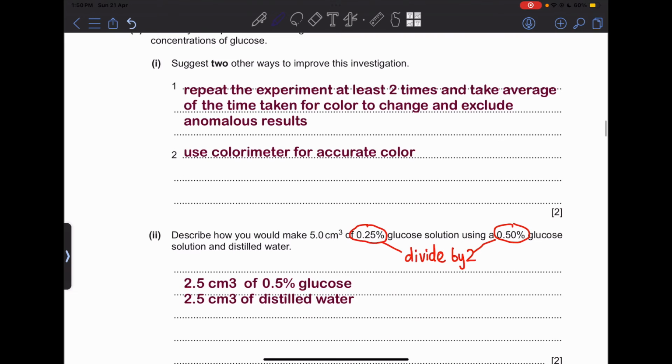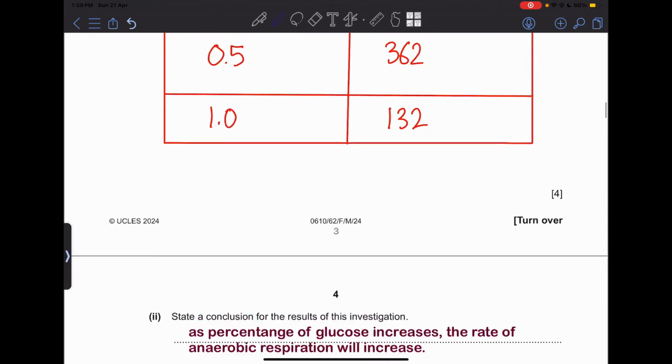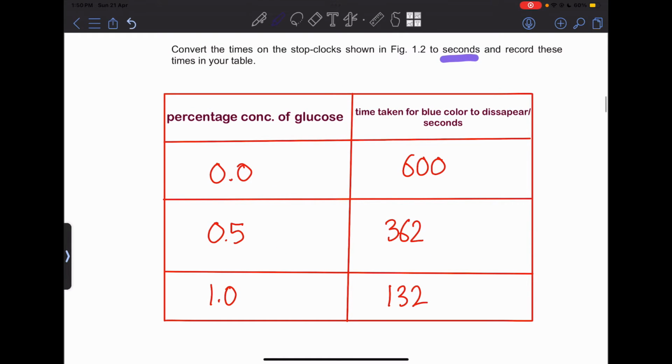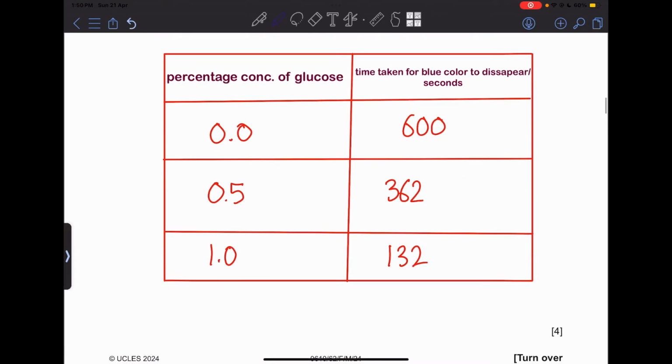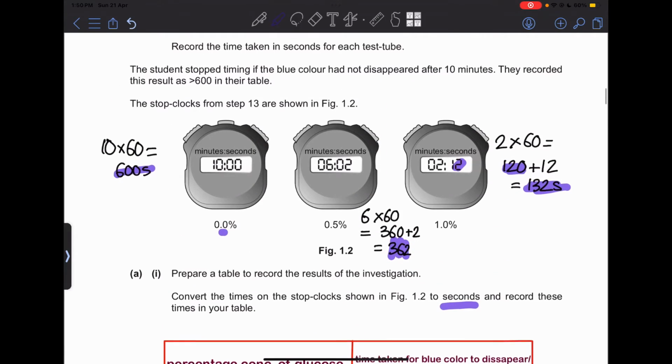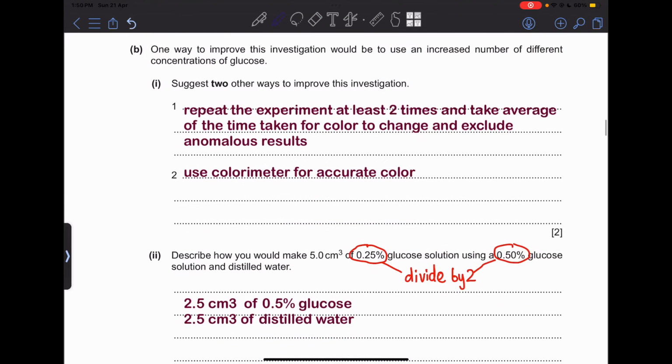Also, you can use a colorimeter for accurate color change. Sometimes there are errors or differences in the way that we judge colors, because of course all of us are different and our eyes will perceive color in a different way. So you can use a colorimeter so that you can get accurate color changes and a more accurate result.